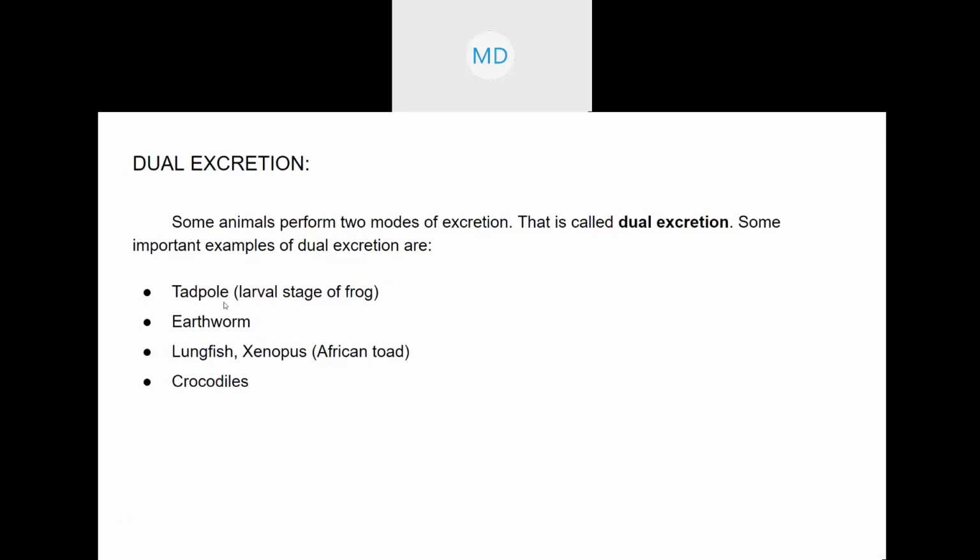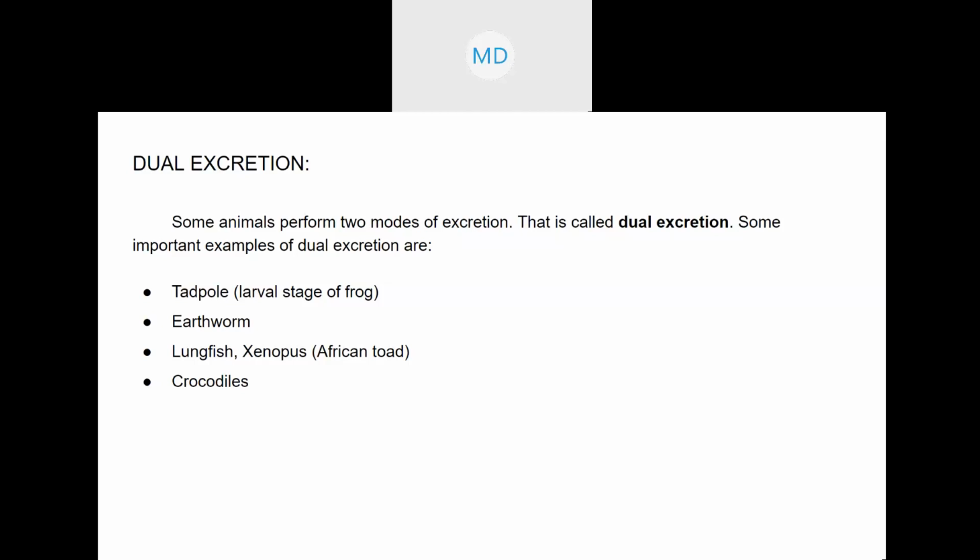Tadpole. What is a tadpole? Have you seen a tadpole? Yes, ma'am. It is the larval stage of the frog. Tadpoles grow and become frogs. All of you have seen, I guess.